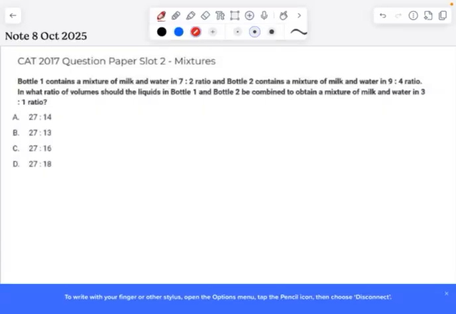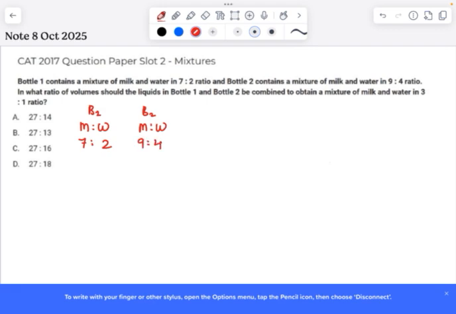So let's solve this previous year question of CAT 2017, which is of slot 2 based on mixture. It's given that bottle 1 contains a mixture of milk and water in 7:2 ratio, and bottle 2 contains a mixture of milk and water in 9:4 ratio. So first of all, let's write it down. There is a bottle 1 which has milk and water in the ratio 7:2, and there is bottle 2 which has milk and water in the ratio 9:4.